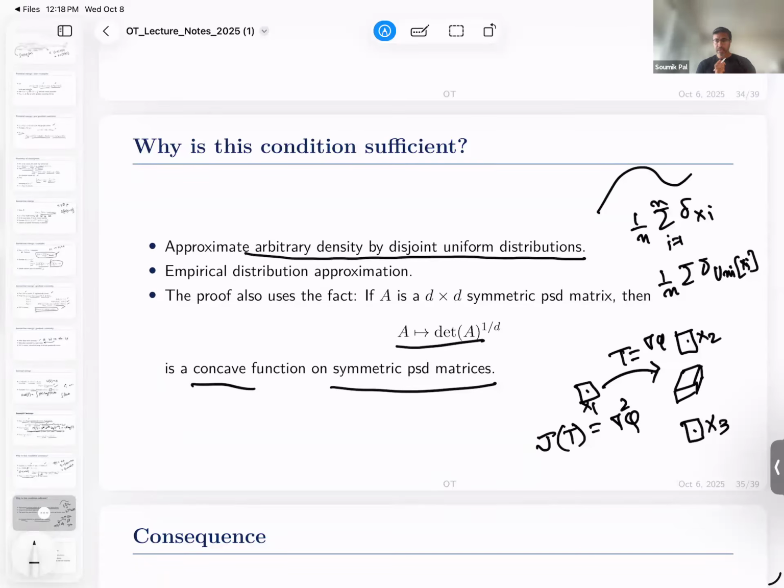Good. Okay, so I won't go into the details of the proof. The textbooks have the details, but this is the idea. You reduce it to a bunch of uniforms and you correct for this distortion.